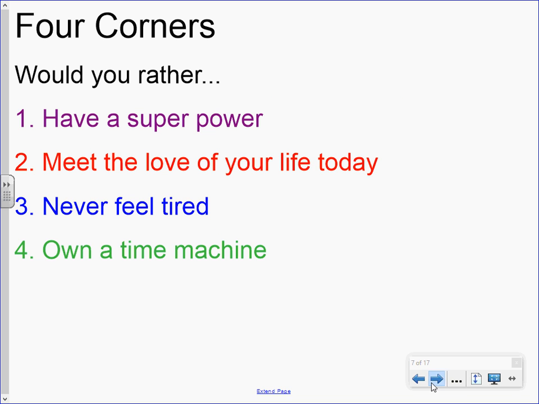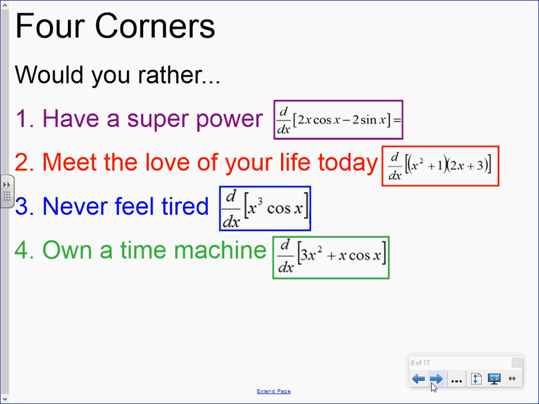Okay. So, based on the corner that you chose, here is your example to do together. Corner number 1, you have 2x cosine x minus 2 sine x. Nobody gets this one. That's sad. Couch corner, x cubed cosine x. And time machine, you have 3x squared plus x cosine x.